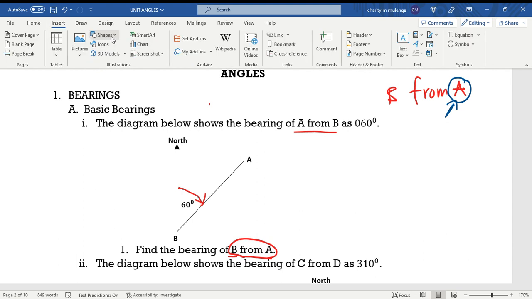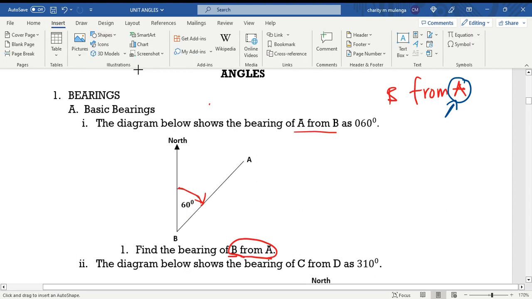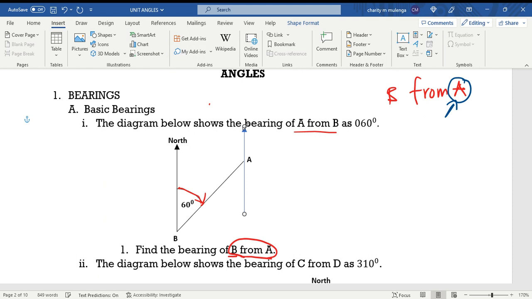So allow me to sketch a north at A, like that. So we have sketched the north at the origin. Don't forget that A is our origin, where we are starting from. In our local language, we say: start at A, then turn to go to B.